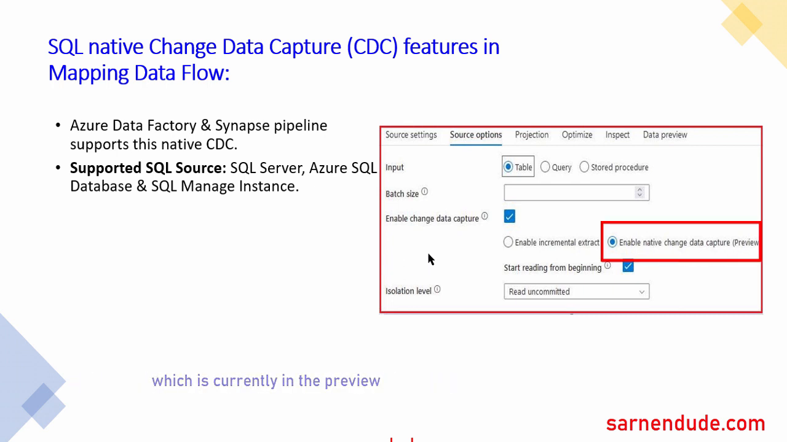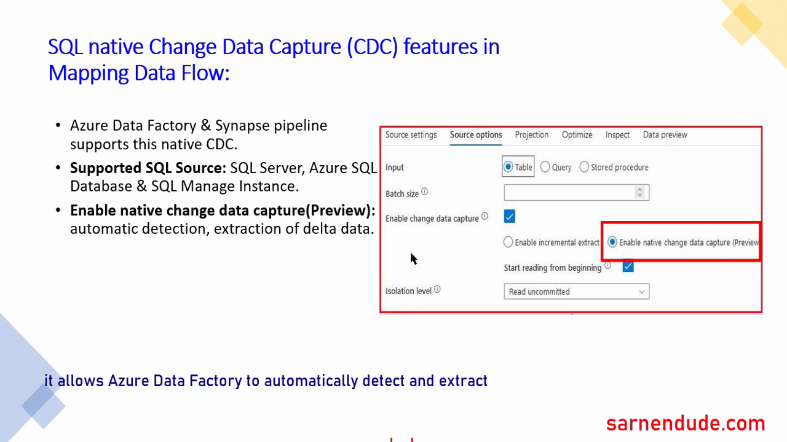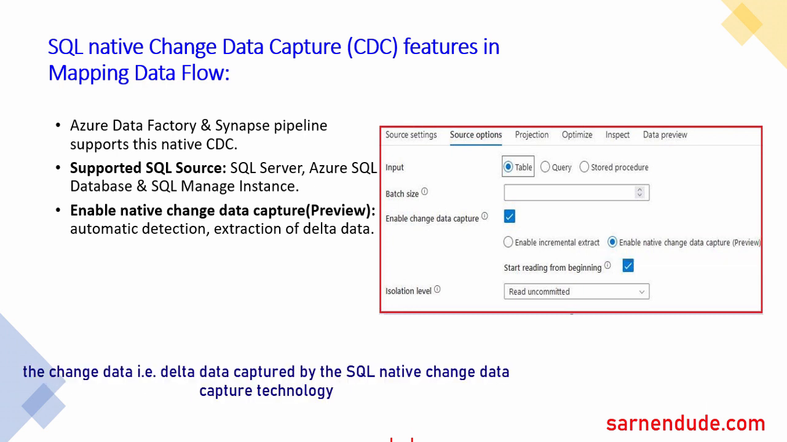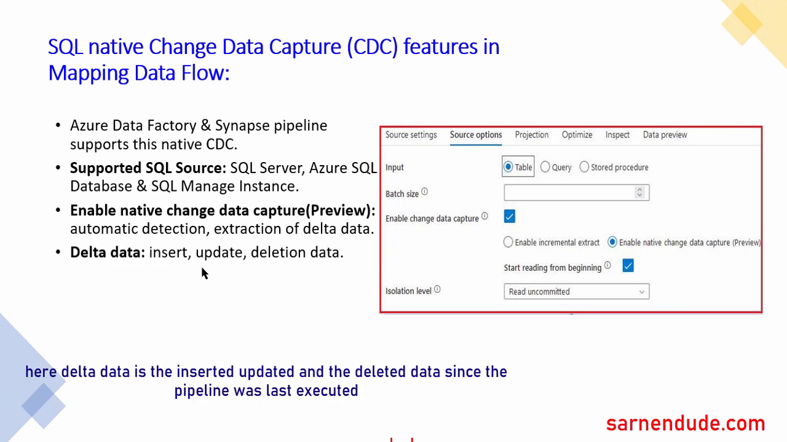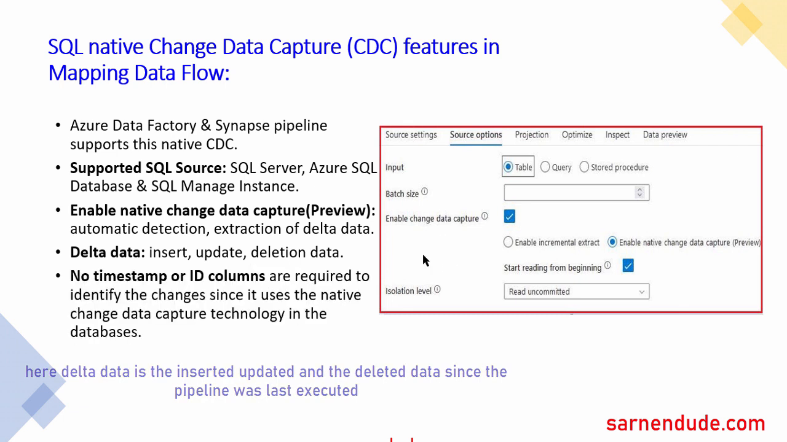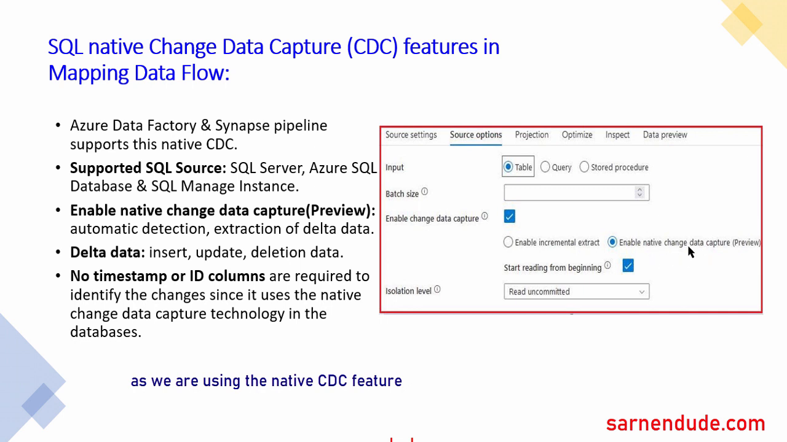Once we check this enable native change data capture feature, it allows Azure Data Factory to automatically detect and extract the change data, that is delta data, captured by the SQL native change data capture technology since the pipeline was last executed. Here delta data is the inserted, updated and deleted data since the pipeline was last executed. As we are using the native CDC features, to implement the CDC we do not need any customization like creating timestamps or ID columns.